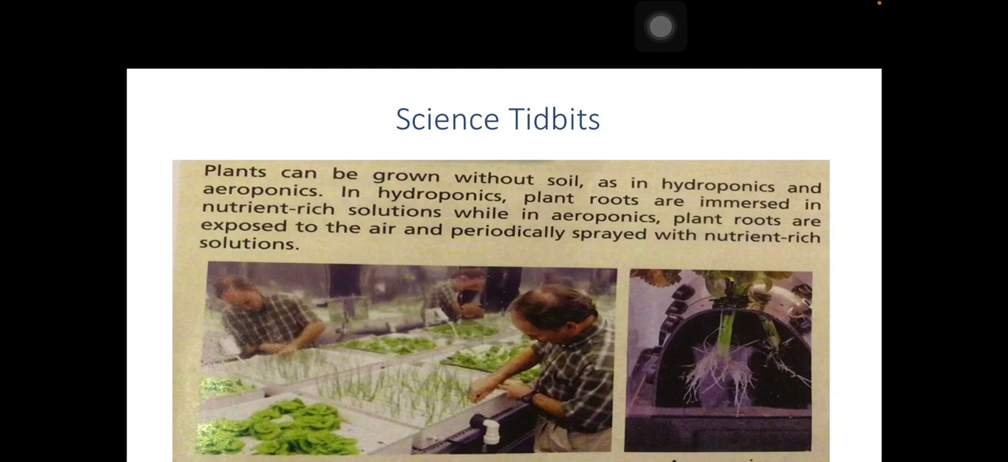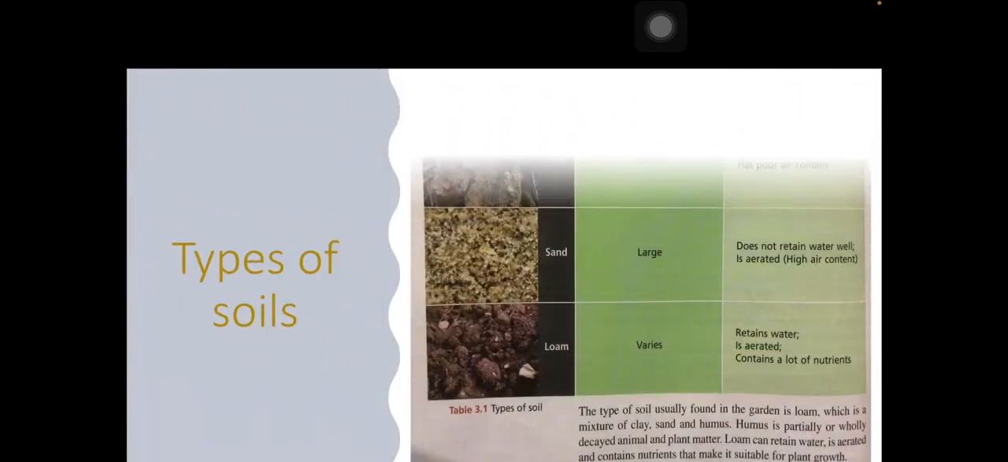Plants can be grown without soil, as in hydroponics and aeroponics. In hydroponics, plant roots are immersed in nutrient-rich solutions, while in aeroponics, plant roots are exposed to the air and periodically sprayed with nutrient-rich solutions. Fine. Let's see types of soils.